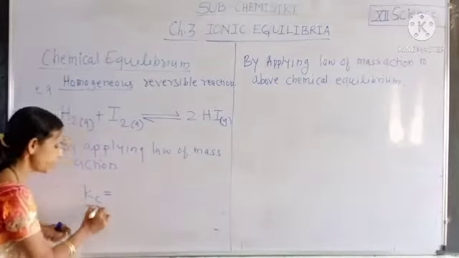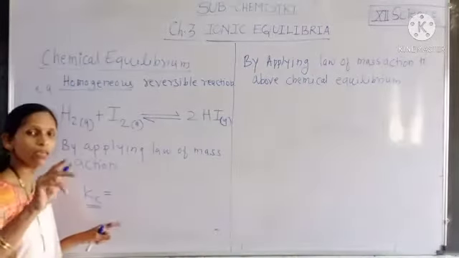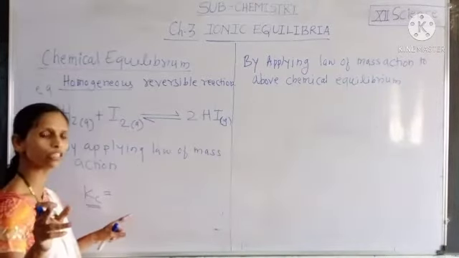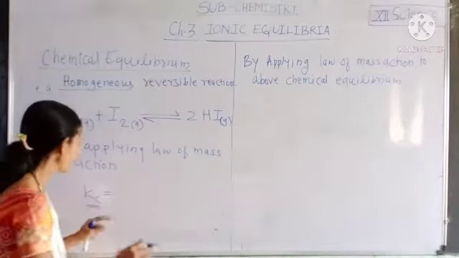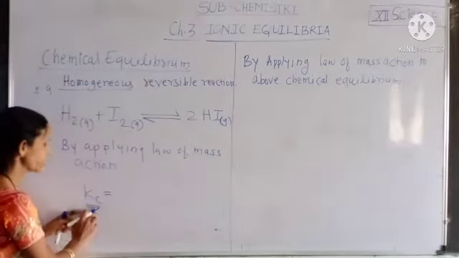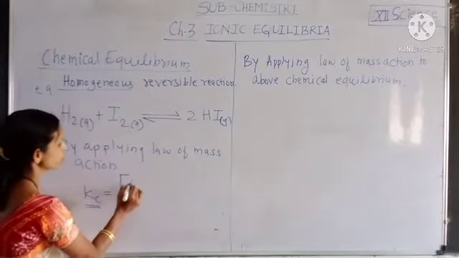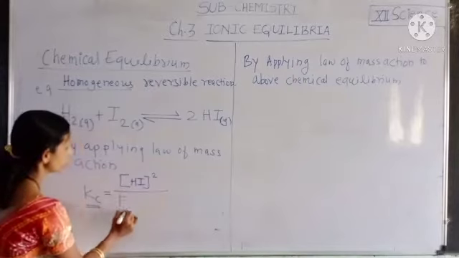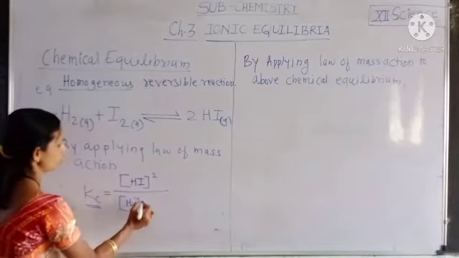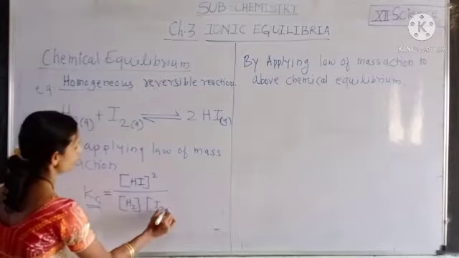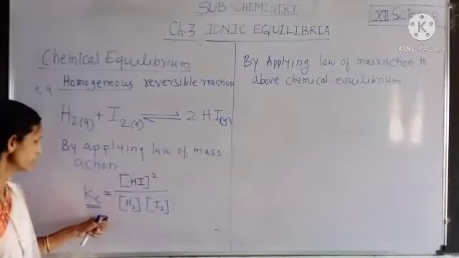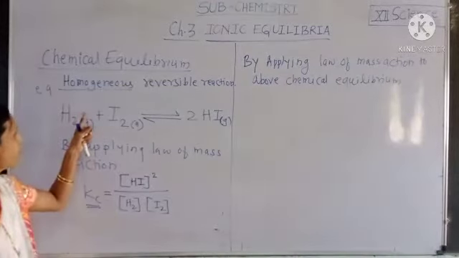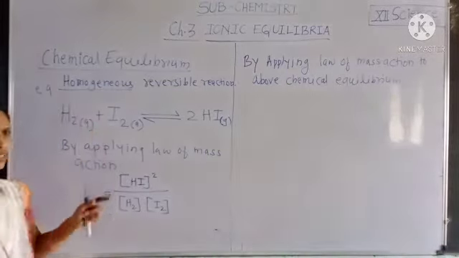There will be a small difference in the values of Kc and Kp, and there is a particular relation between Kc and Kp. Therefore, we can write generally Kc is equal to the concentration of HI raised to 2, upon the concentration of H2 into the concentration of I2. That is the equilibrium equation obtained by applying the law of mass action to this equation.